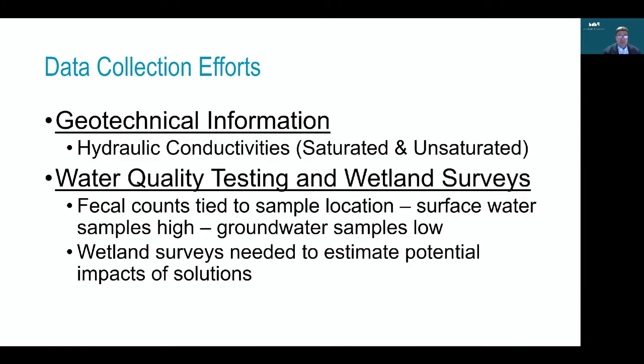So when we're doing these systems and studies, a lot of times what we are looking at is geotechnical data collection, measuring the hydraulic conductivities, both for the saturated zone and the unsaturated zone. And in a couple of these, especially some of the initial ones we've done, we've spent a lot of time doing water quality testing and wetland surveys to determine: are we changing the hydroperiods of both the areas that we're pumping from as well as where we're pumping to?